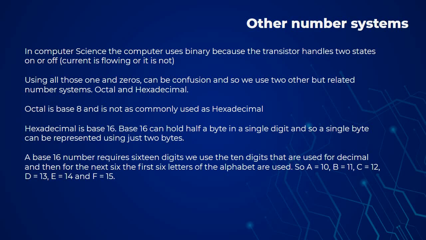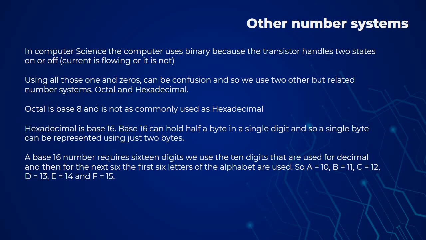Hexadecimal is base 16. So base 16, we choose 16 because that's 2 to the power 4. That means a single digit in base 16 represents 4 bits. And that means you need 2 digits to represent a single byte in base 16. And that is really quite useful. The problem is, if it's base 16, we need 16 digits.